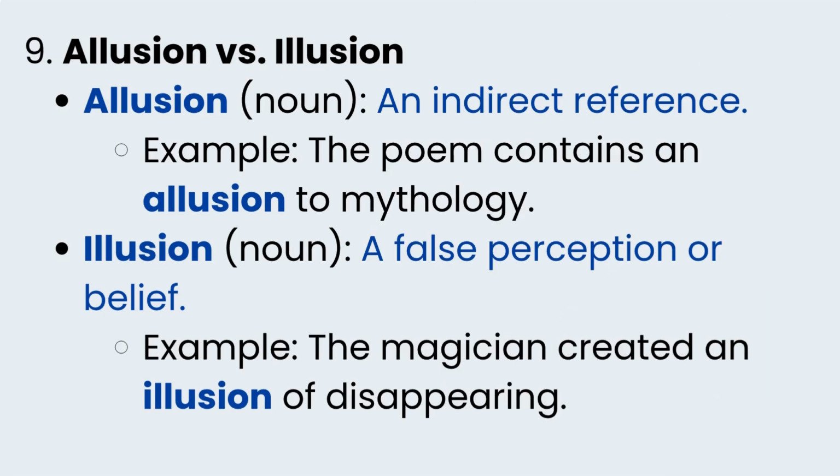9. Allusion versus illusion. Allusion, noun, an indirect reference. Example, the poem contains an allusion to mythology. Illusion, noun, a false perception or belief. Example, the magician created an illusion of disappearing.